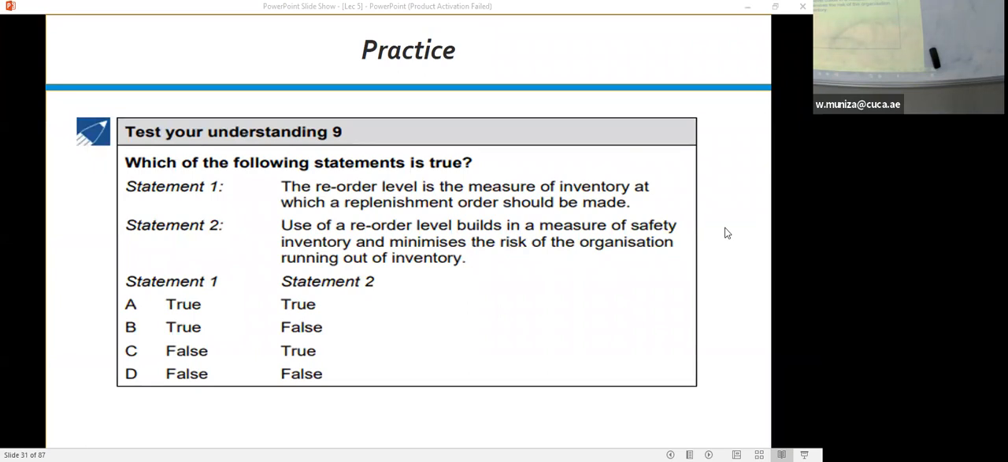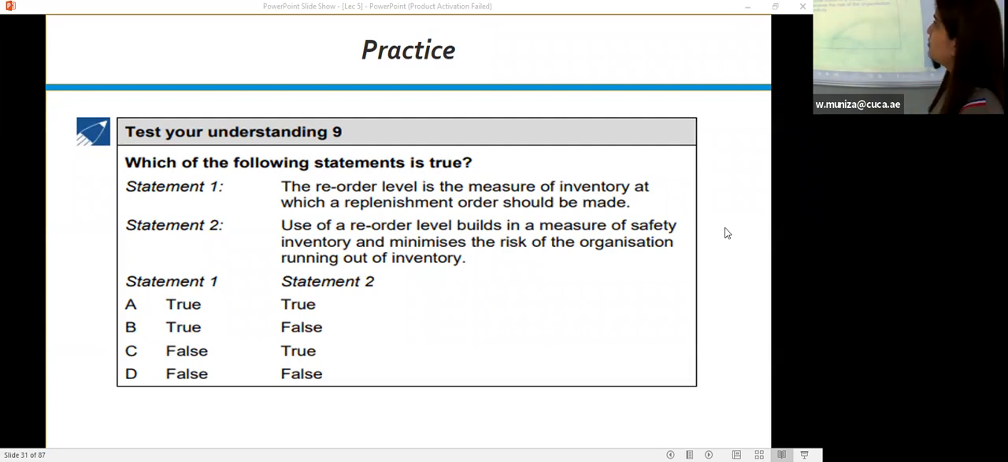Okay, now, which of the following statements is true? The reorder level is the measure of inventory at which a replenishment order should be made. Replenishment, refill, you can say. So the reorder level is the measure of inventory at which a replenishment order should be made. Is it true? Yes, it's true. What is the reorder level? How much quantity of inventory must be there when we have to refill, when we have to reorder? So yes, they are saying this. Okay, refill. So refill order.